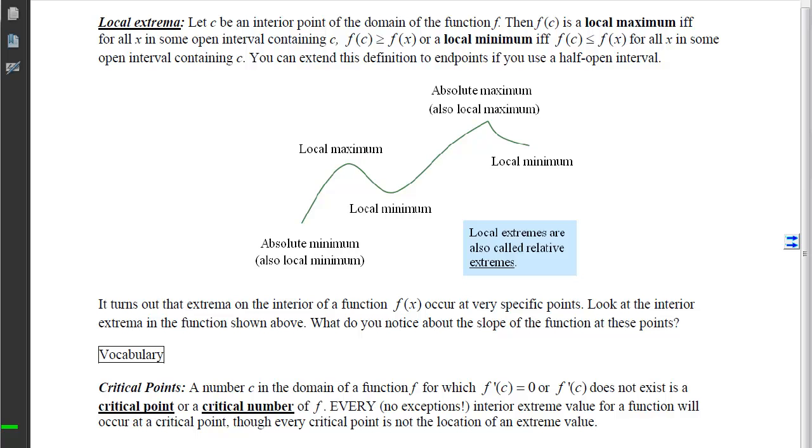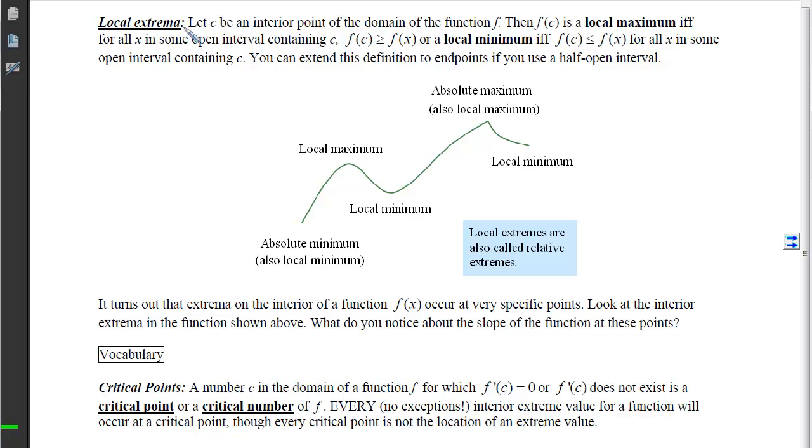We have some additional vocabulary called local extrema. Local extrema are different than absolute extrema because they do not have to be the highest y-coordinate ever. They can just be the highest y-coordinate in a particular open interval.